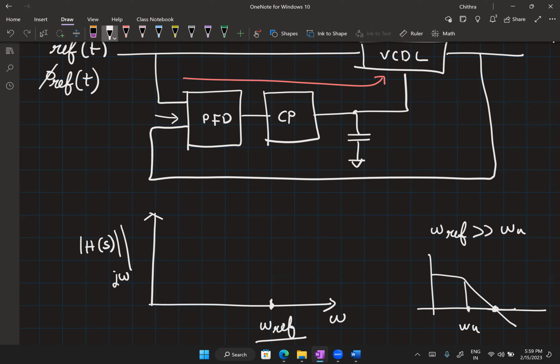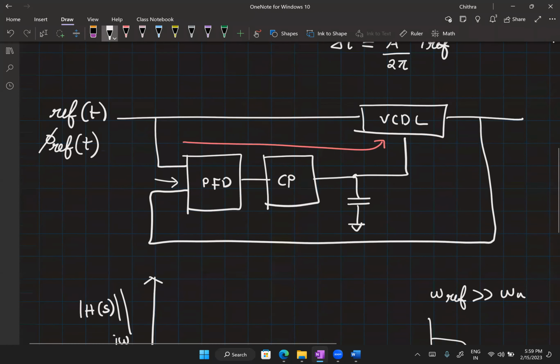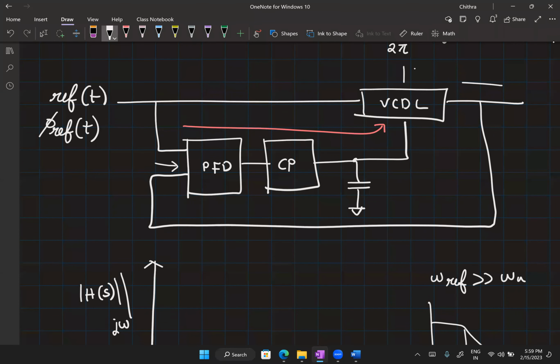Right. So now how we choose this omega u is actually an interesting problem, because any VCDL noise is going to see a high pass shaped transfer function. Any PFD noise will see a low pass shaped transfer function. Right. So now if your VCDL noise was the dominant noise, then you want to filter it as much as possible. So how should you choose your omega u? So let's say VCDL noise is very large. How should you choose your omega u then?